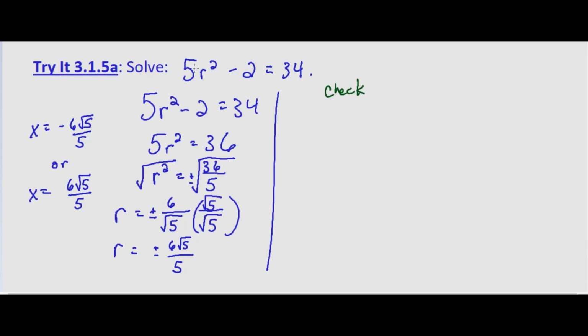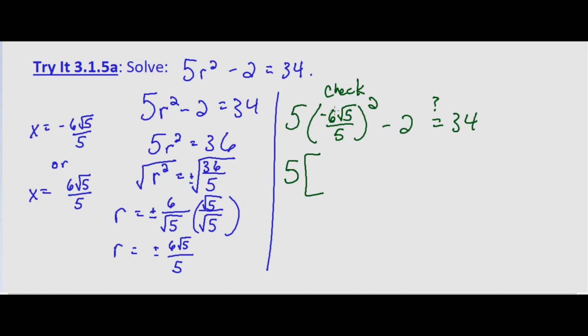The variable term is only being squared. It doesn't appear to the first power, so we know that if we check the negative, it's going to be the same for the positive. So let's take our 5 times r, negative 6 times the square root of 5 divided by 5. That's being squared. Minus 2, we want to know, does that equal 34? So 5 times negative 6 squared is going to be 36. Square root of 5 squared is going to be 5.